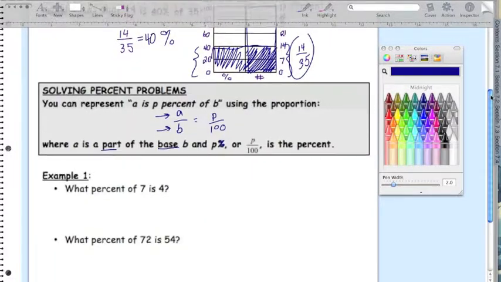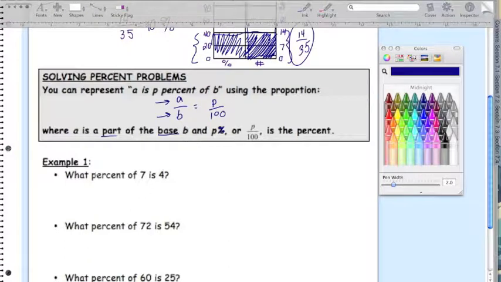All right, so let's try creating one. What percent of 7 is 4? We don't know what percent, that's what we're trying to find, so it's going to be P over 100 to start with. Now we have to figure out if the 7 is going to go in the denominator or the numerator, and where the 4 is going to go. If we think about it, 7 is the base and 4 is going to be our part. So our proportion is going to look like 4 over 7 equals P over 100. And now we're ready to solve.